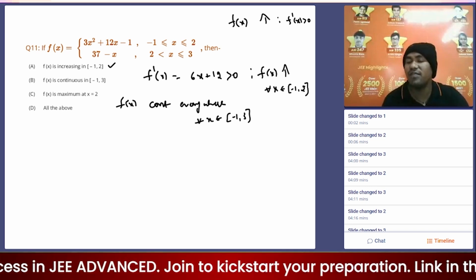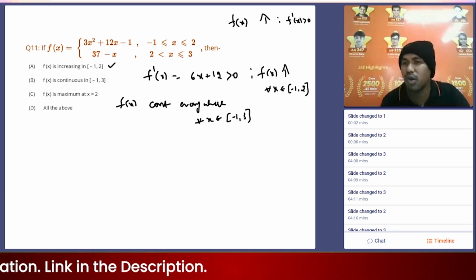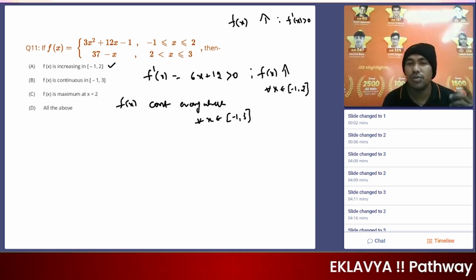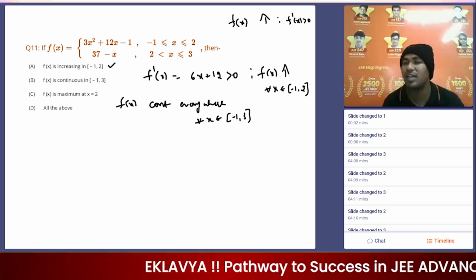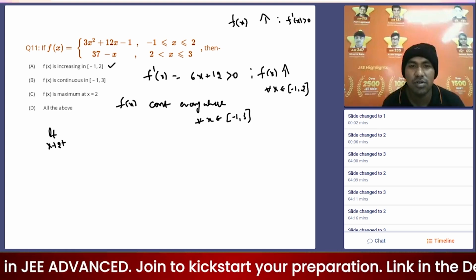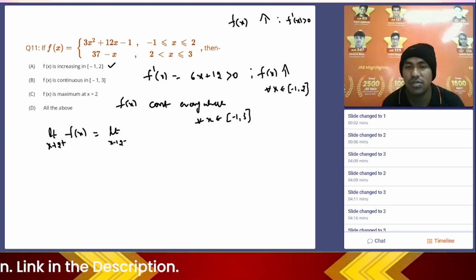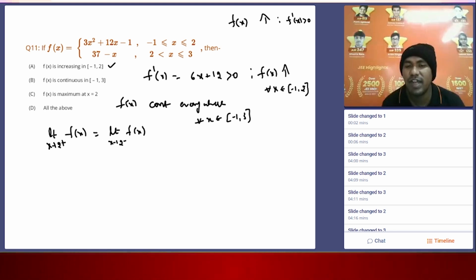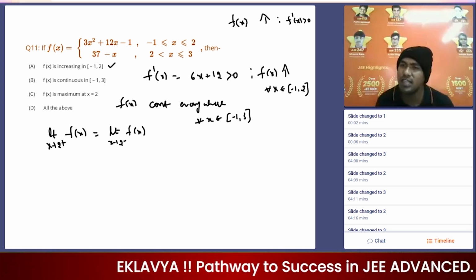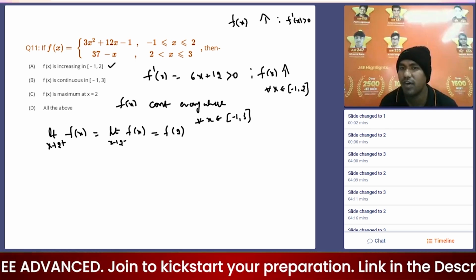So we need to verify where the function is changing its sign or its behavior. We have a turning point where the graph is changing at x equal to 2, because the output is changing, right? So we will identify whether it is continuous or whether the limit exists at x equal to 2. For that, the limit as x tends to 2 plus of f of x has to be equal to the limit as x tends to 2 minus of f of x. If the left hand limit and right hand limit exist and are all equal, then it is continuous at that point. So it is equal to f of 2 that we need to get.